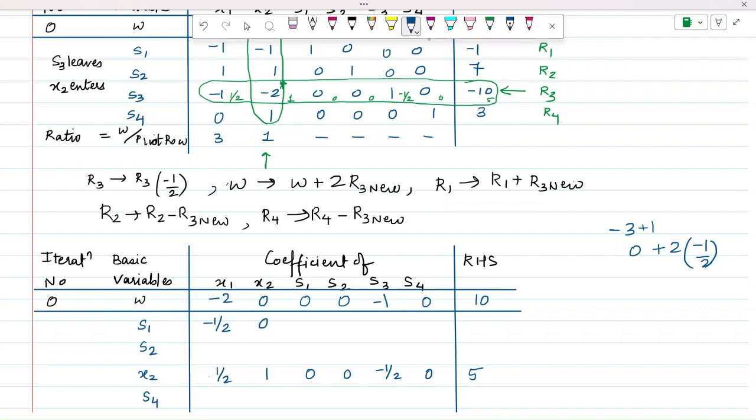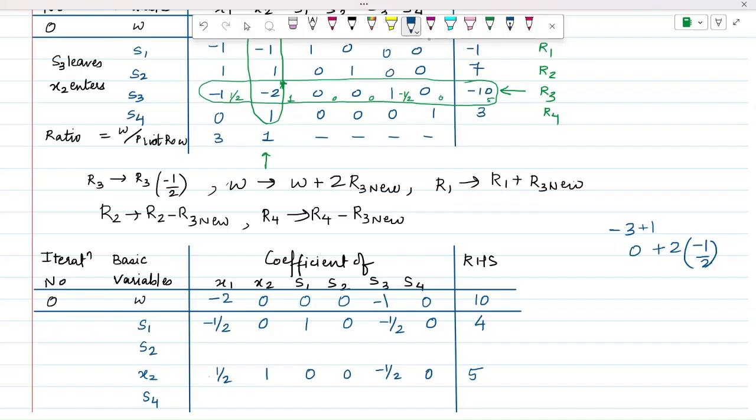1 plus 0 is going to become 1. This is going to remain 0. This becomes negative half. This remains 0. And minus 1 plus 5 becomes 4. Okay. Remember, we are adding the new values, not the old values, so you need to be a little careful. A bit of precaution, otherwise you might end up writing the wrong values there.